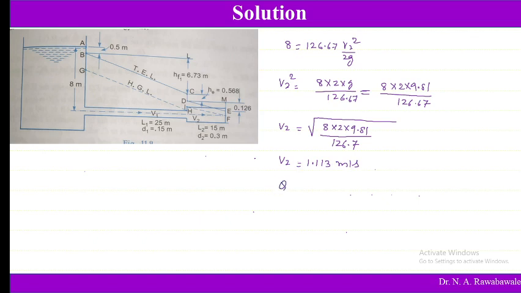Discharge Q is equal to A2 into V2. So A2 is equal to pi by 4 into D2 square into V2. So pi by 4 into D2, the diameter of the second pipe, is 0.3 square, into velocity 1.113.